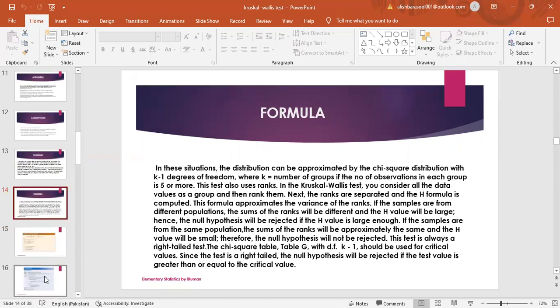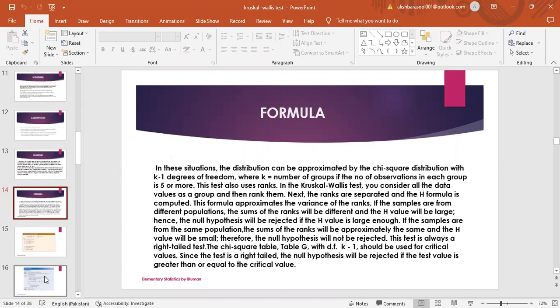Formula. In this situation, the distribution can be approximated by the chi-square distribution with k minus 1 degrees of freedom, where k is equal to the number of groups, if the number of observations in each group is 5 or more. The test also uses ranks.